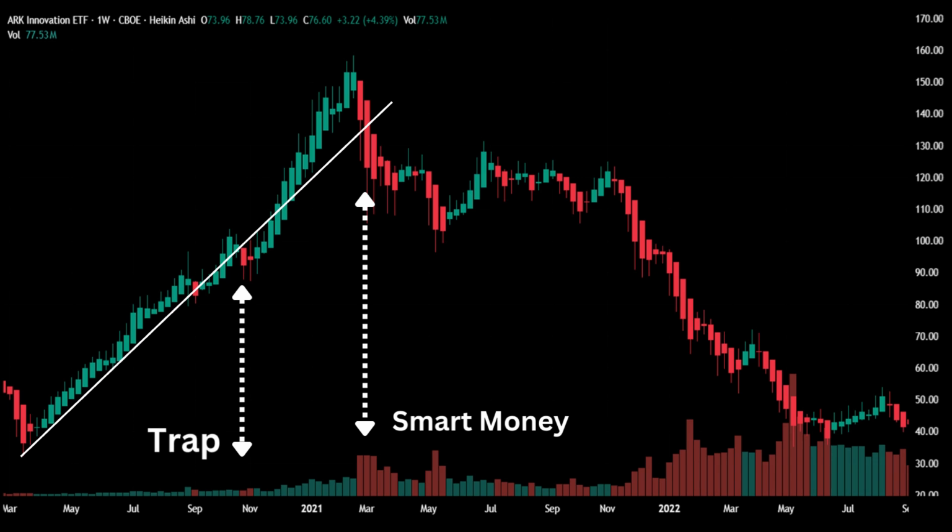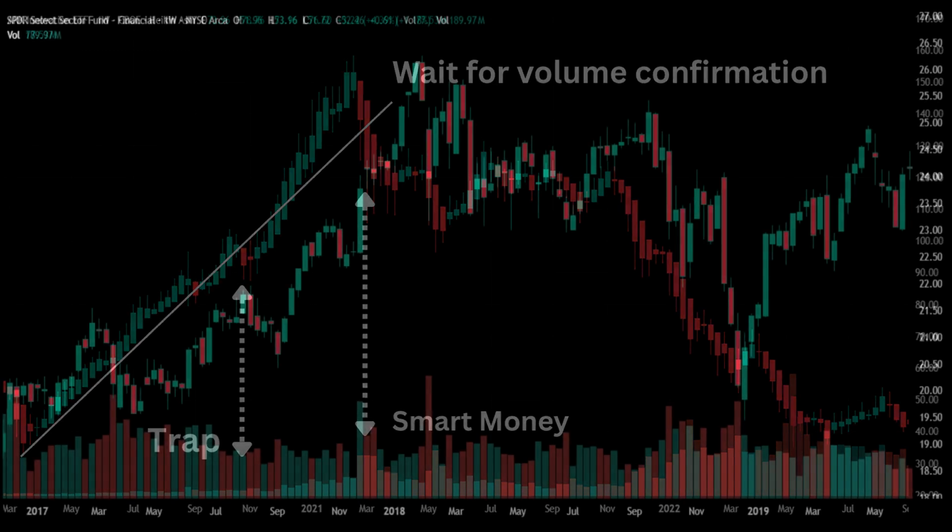Conversely, a breakout on low or average volume is extremely suspicious. It suggests there's no real force behind the move and could be a bull trap designed to lure in unsuspecting buyers before the price sharply reverses. Always wait for volume confirmation.